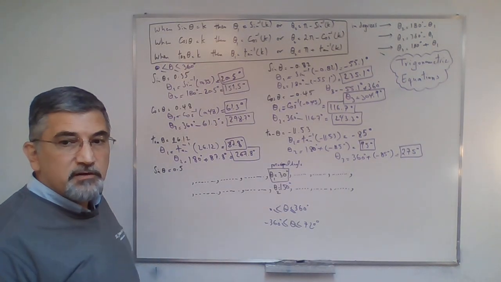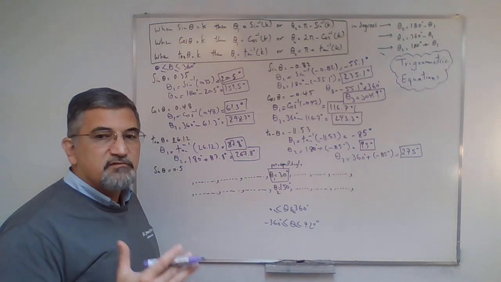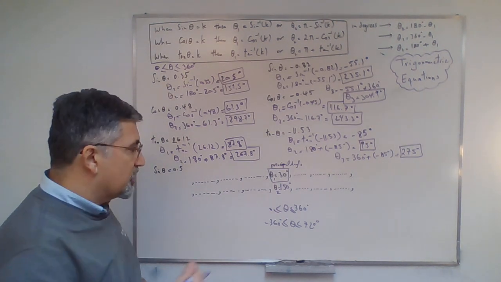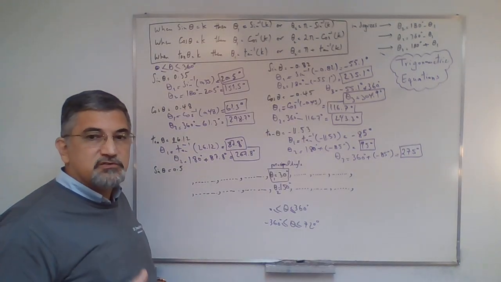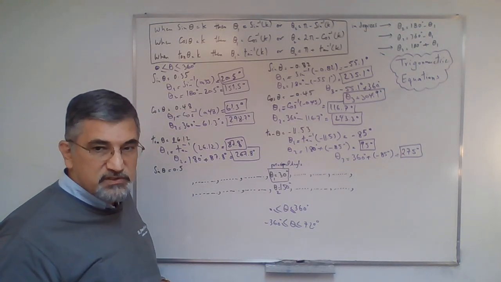And how do you search? The search is by finding coterminal angles with these two angles. How do you find coterminal angles? We have discussed it in the past. You keep adding 360 or subtracting 360.